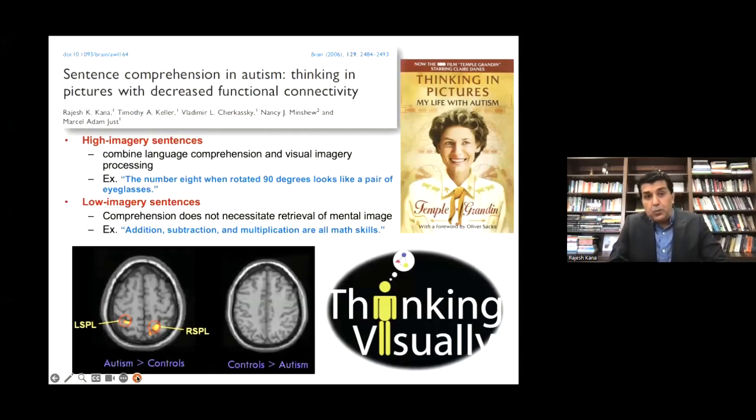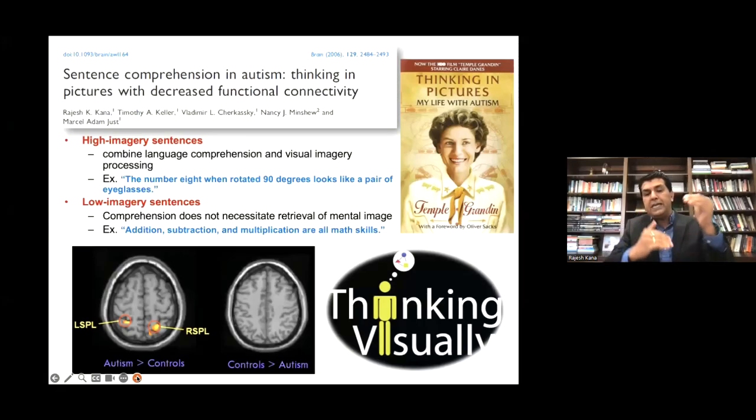Similarly, this is another one of our studies, which we did in 2006, where we gave adult autistic participants several different sentences to process in the MRI scanner. Some of the sentences look like, number 8 when rotated 90 degrees looks like a pair of eyeglasses. Which means that when you're reading that sentence, you have to imagine the number 8 and then perform that 90-degree rotation. Now it looks like a pair of eyeglasses. And then you're saying whether that's correct or incorrect, basically. And then you compare that with garden variety sentences like, addition, subtraction, and multiplication are all math skills.